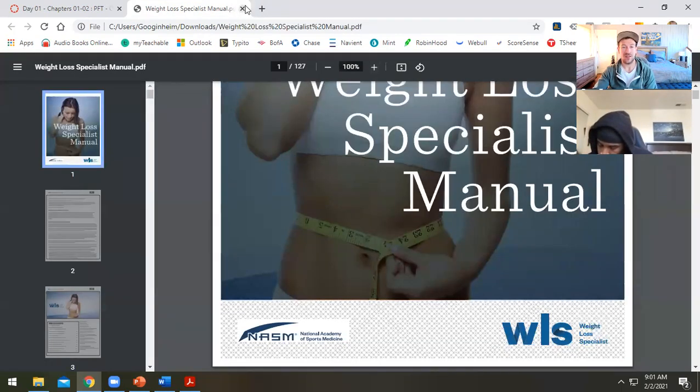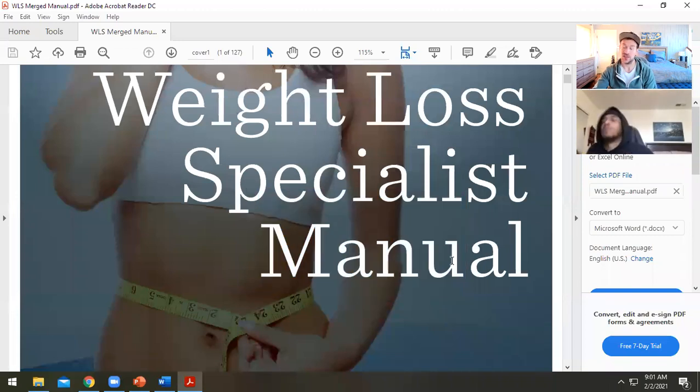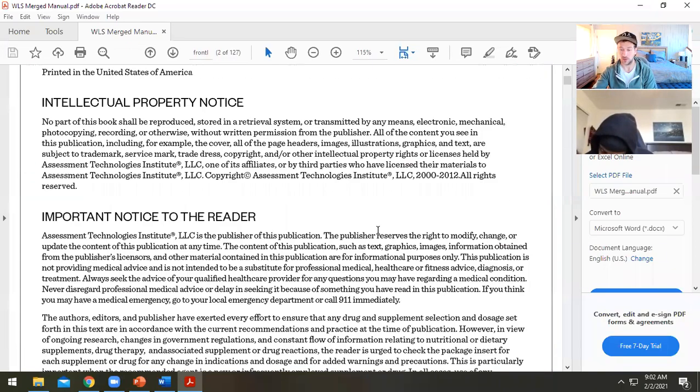So that's NASM's WLS certification, and that is basically what all this material is based on. It's a packet class, meaning there is no official textbook that exists for this, but everyone should be reading this packet. So today we're going to do chapters 1 and 2.